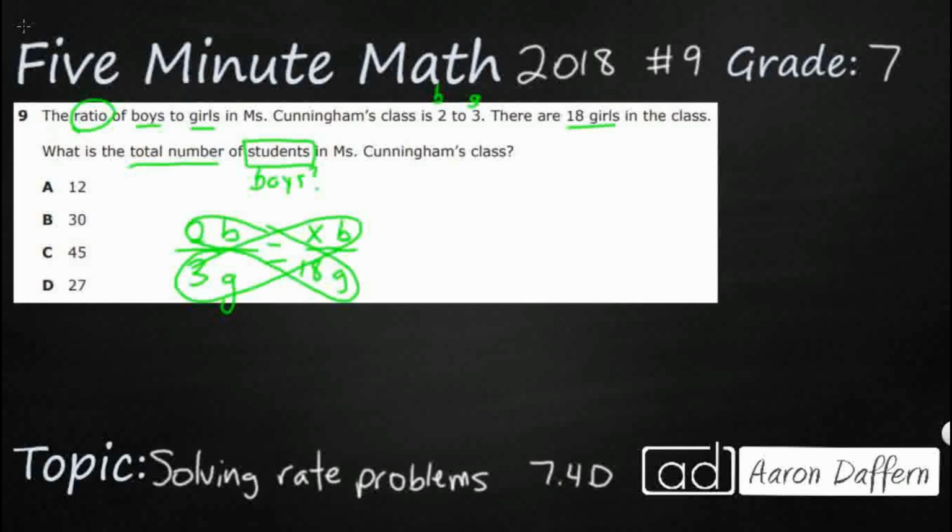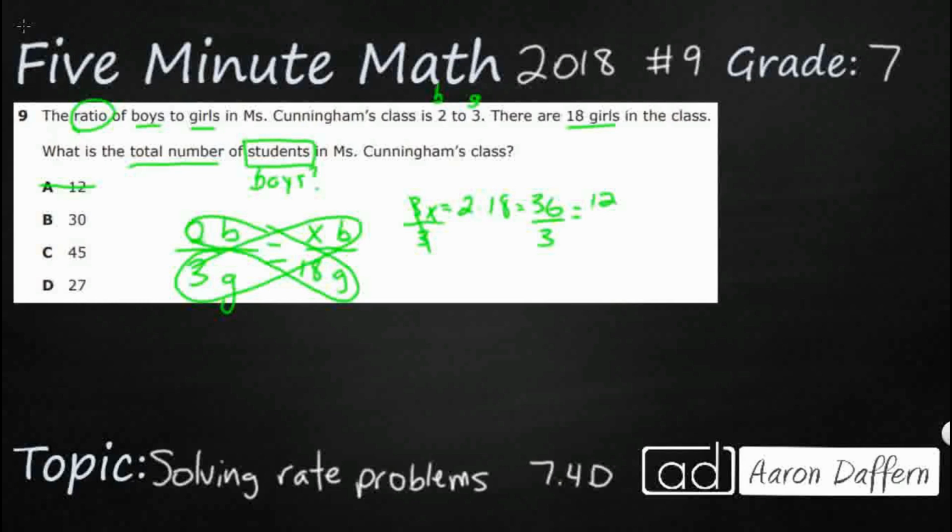And so it looks like I've got 3x equals 2 times 18. So let's just say 2 times 18, that is 36. So let's divide both sides by 3 to isolate the x. And so it looks like my x is going to equal 12, which is one of my options. We're not going to choose that. That's the number of boys, not the number of students.